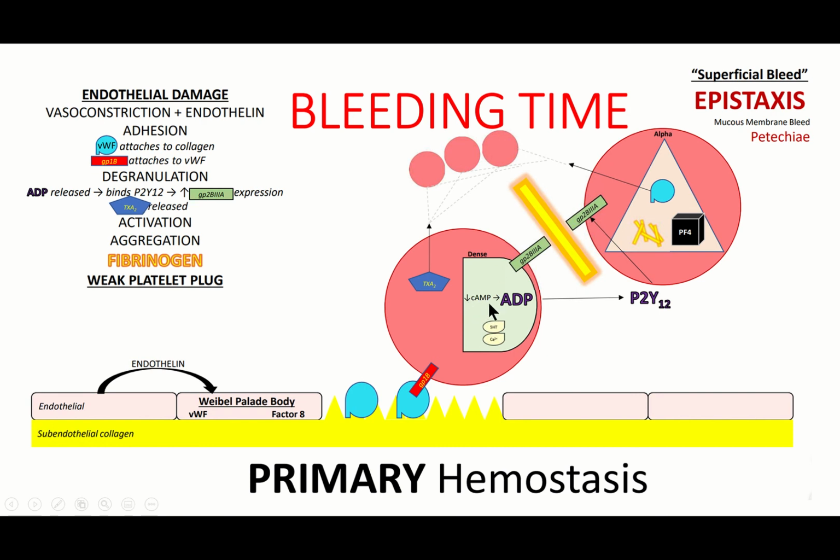You're going to have a decrease in cyclic AMP, and that's going to cause ADP to be released. Once ADP is released, it binds to P2Y12. Once that's bound, GP2B 3A is going to be increased in expression on platelets. At the same time, you get activation of this platelet. Why is that important? Because it's also going to degranulate.